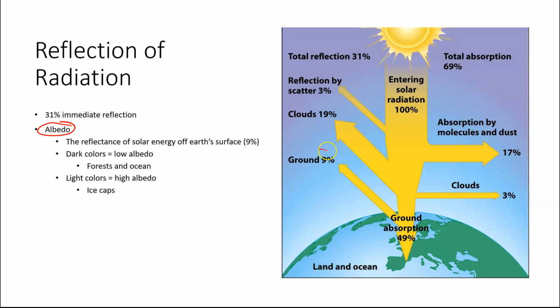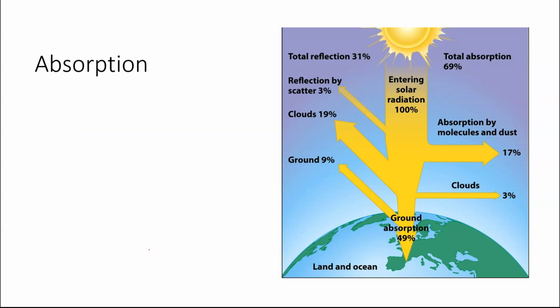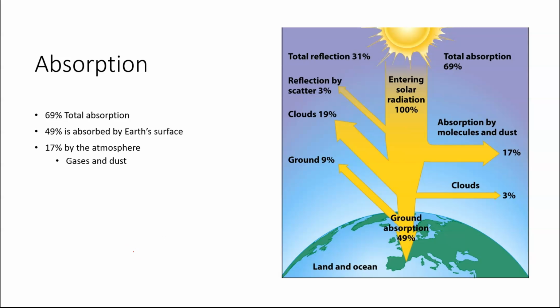So this 9% is an average. All right. Clouds and little particles in the atmosphere reflect some of that. Okay. Now, when we're talking about the absorption of solar energy, right, we get about 69% absorbed. 49 is absorbed by the Earth's surface, 17 by the atmosphere, and gases and dust.